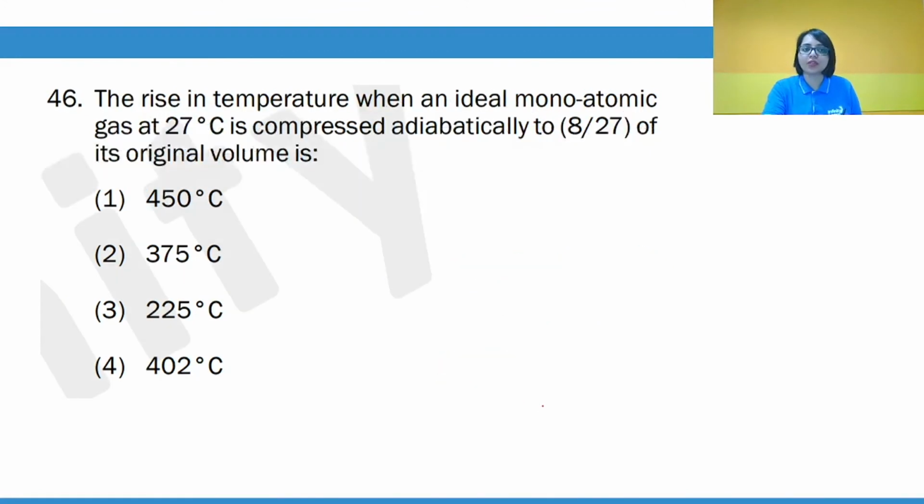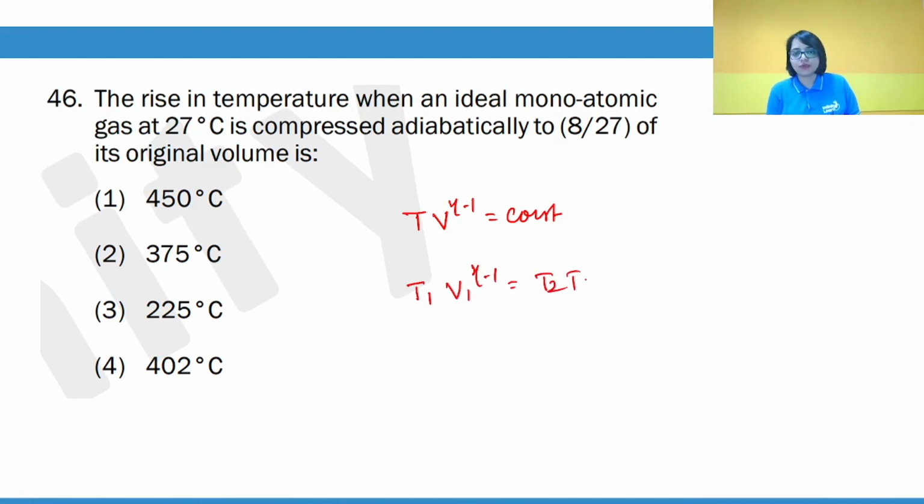Question number 46. The rise in temperature when an ideal monoatomic gas at 27 degrees Celsius is compressed adiabatically to 8 by 27th of its original volume is. So we have an adiabatic process. So we have T V to the power gamma minus 1 is equal to constant, right? And we have a monoatomic gas, so gamma is 5 by 3, right? So we can write T1 V1 power gamma minus 1 is equal to T2 V2 power gamma minus 1. So T2 will be T1 (V1 upon V2) power 5 by 3 minus 1, that is 2 by 3.